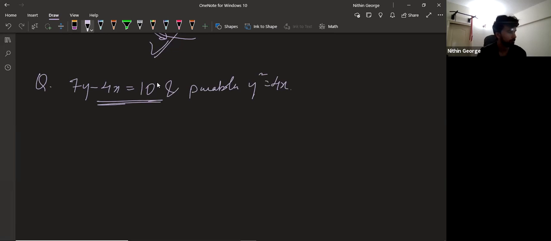Write the question. Tangents are drawn to the point of intersection of the line 7y minus 4x equal to 10 and the parabola y square equal to 4x. The point of intersection of the tangents is. A very easy question if you understood chord of contact. Understood whatever I said today? This is actually a pretty easy question.